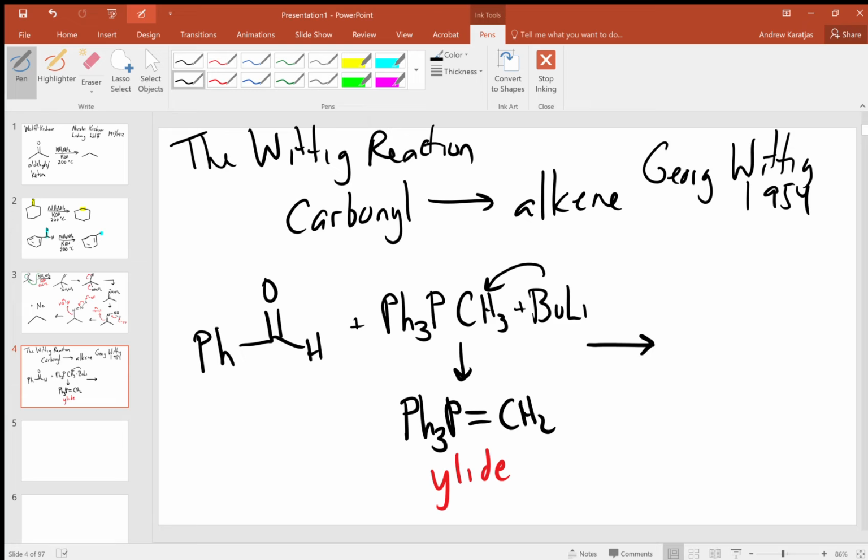That ylide will react with our carbonyl to form an alkene. And that alkene that forms is always going to be formed between the carbon of the ylide and the carbon of the carbonyl. The phosphorus group as well as the oxygen will end up combining to form the byproduct triphenylphosphine oxide.